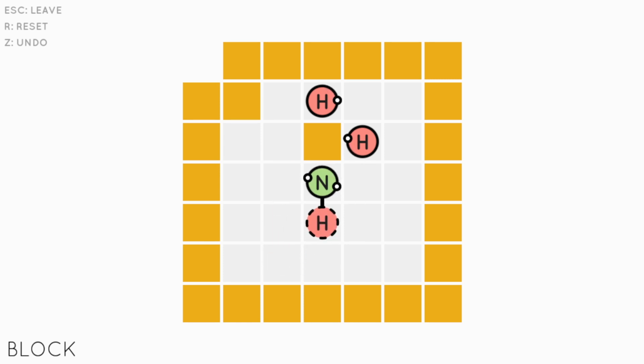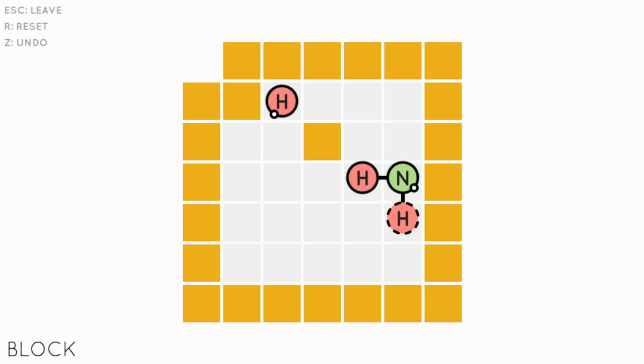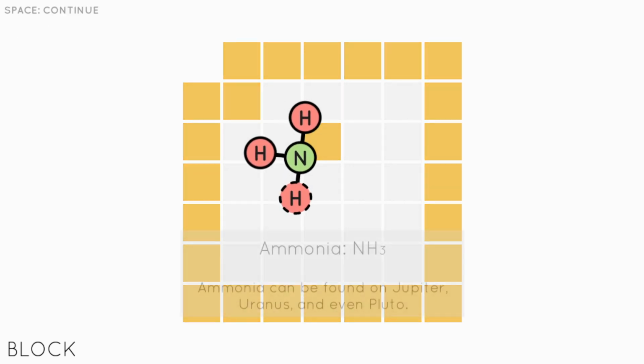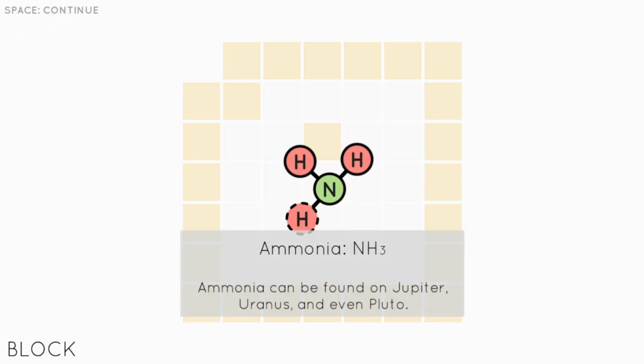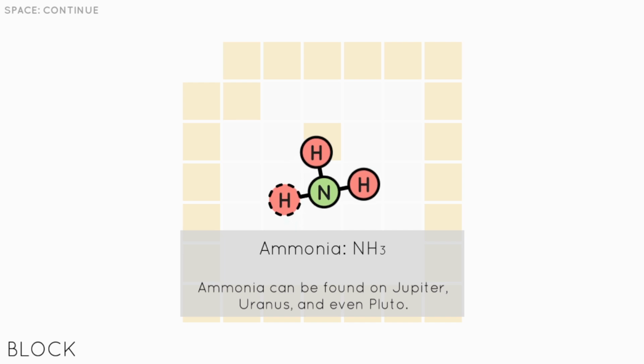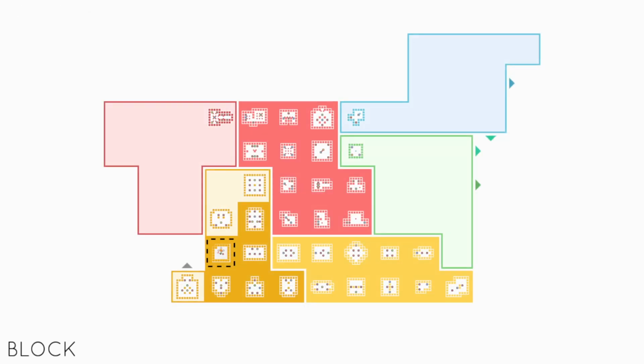I think this is the one I did get stuck on quite a bit. That's something I didn't see. I can push you out, that's what I can do. There you go. Nice. Ammonia can be found on Jupiter, Uranus, and even Pluto. Sweet. Yeah, that's a fun fact.